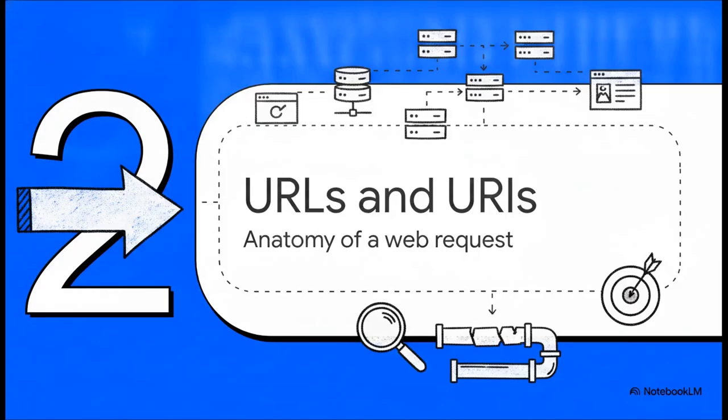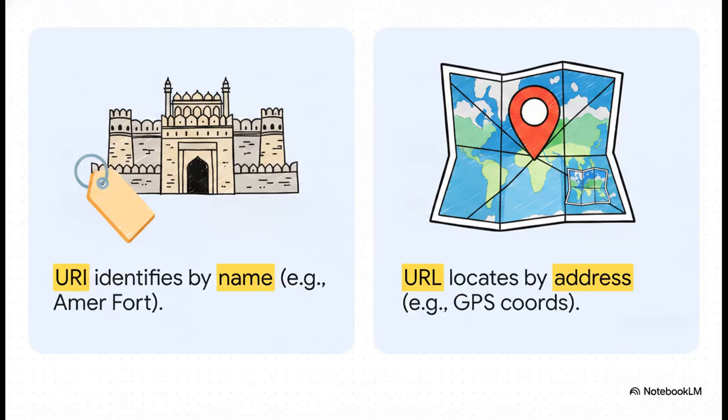Moving right along to Section 2, decoding URLs and URIs, or the anatomy of a web request. So now that we have our tools, we really need to figure out how to aim them at the exact right targets. This is a debate you'll actually hear a lot in the industry. URI versus URL. Think about it like this.